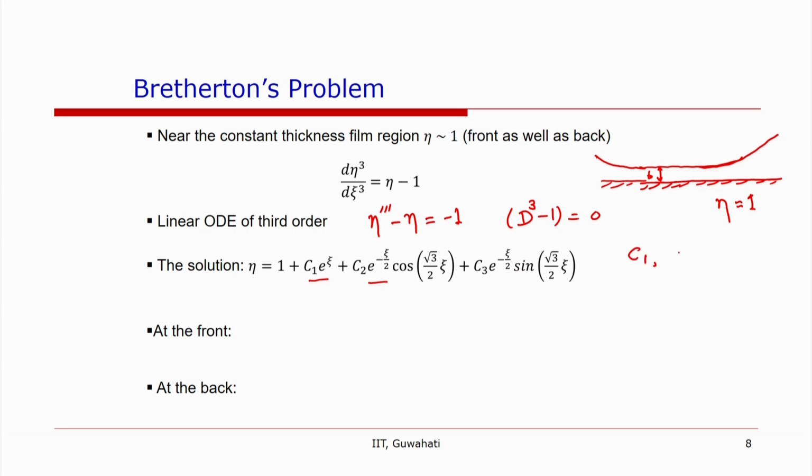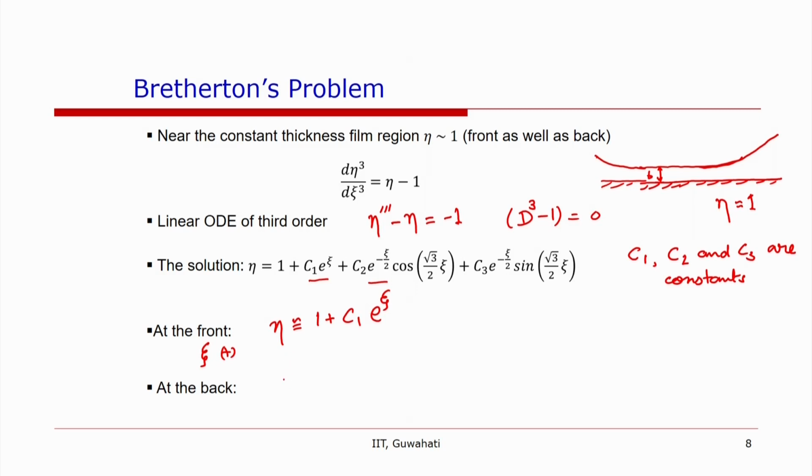So c1, c2 and c3 are constants here, and when psi is increasing, at the front, so when psi is positive, then one can see that eta will be approximately equal to 1 plus c1 e to the power psi, and this solution was obtained by Bretherton.